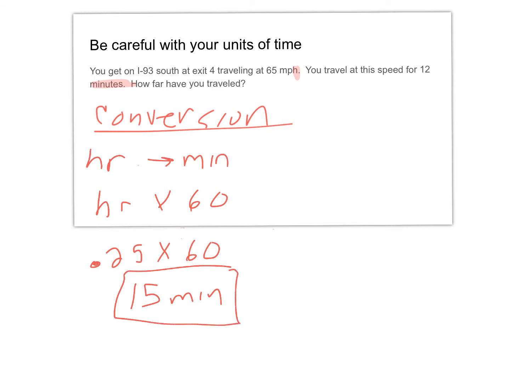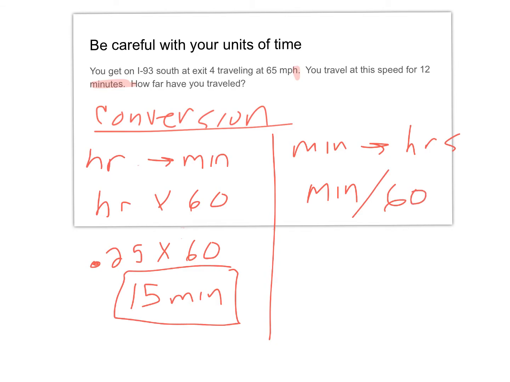Now, if you go the other way and convert minutes to hours, you take your minutes given and divide by 60. So 15 minutes divided by 60 is going to give you 0.25 hours. So that's our conversion. If you're going from hours to minutes, we're multiplying by 60. If you're going from minutes to hours, we're dividing by 60.